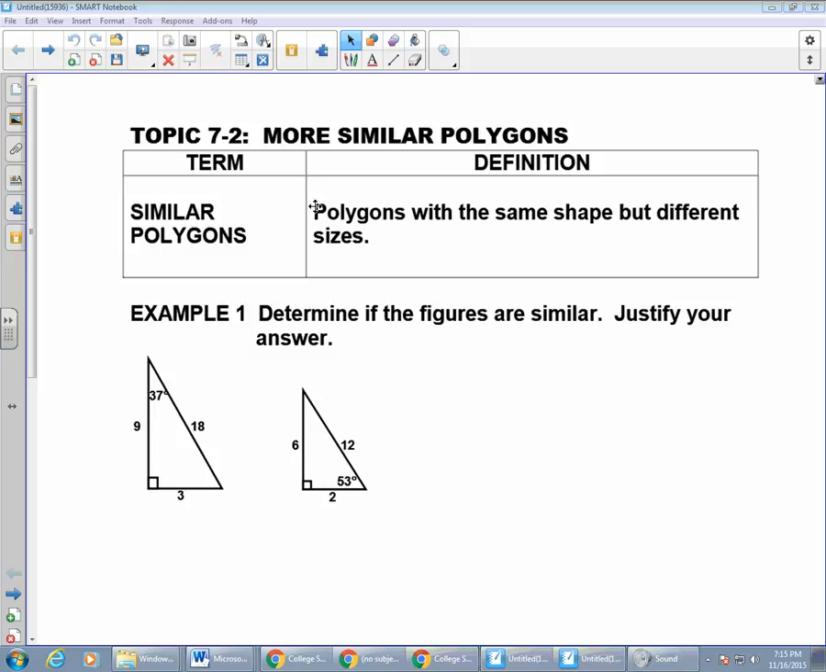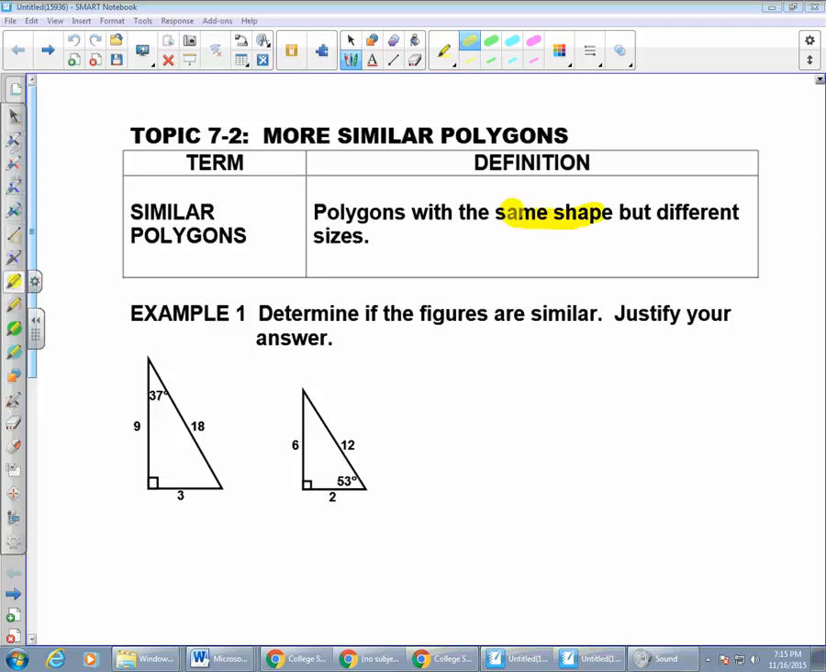So topic 7-2, more similar polygons. Recall the definition of similar polygons as polygons with the same shape but different sizes. Same shape, different sizes. And remember, how do we get the same shape? Well, the corresponding angles have to be congruent. And how do we get different sizes? Well, the corresponding sides have to be proportional. So those are the two things we're looking for.